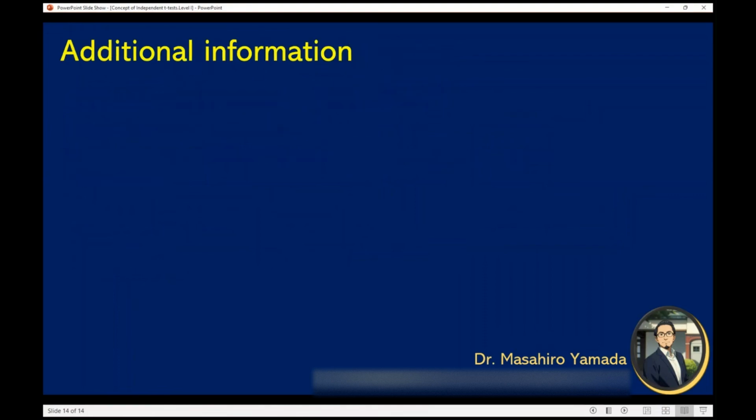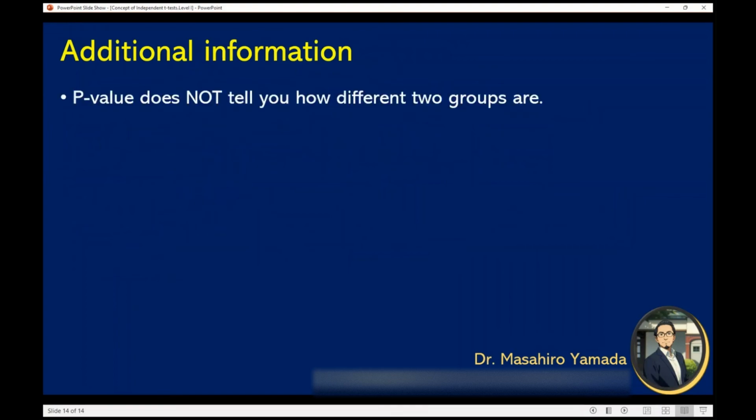One last piece of additional information about an independent t-test is that the p-value does not tell you any information about how much the two groups are different. A p-value of 0.01 doesn't mean it's better than 0.04. It's just a probability difference. It doesn't tell you how much two groups are different.